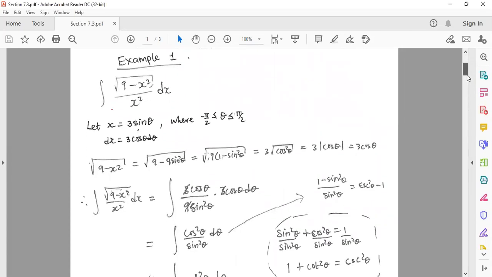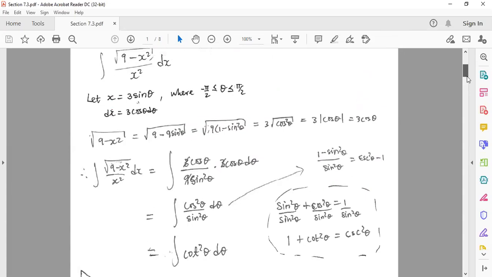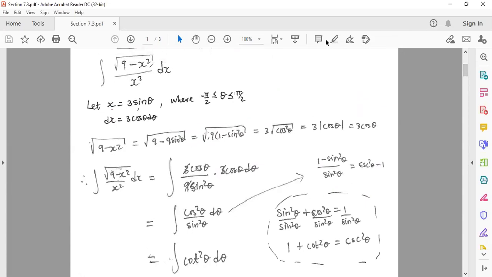Let's look at example 1. For example 1, just use a different color. First thing you notice is how do you know this is a trigonometric substitution? You see there's a root here. That is the key. There is a root. If you don't see a root in your integral, it is not trigonometric substitution. It's as easy as that. There must be a root.